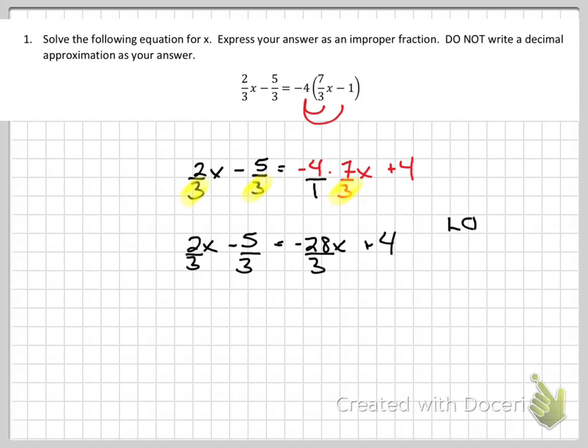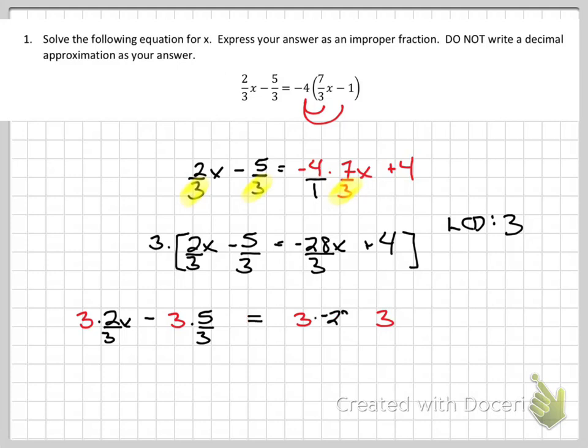So the easiest and fastest way to eliminate fractions is to multiply by the LCD. In this case, the LCD is 3. So each and every term is going to get multiplied by 3. So what does that look like? That looks like 3 times 2/3 x minus 3 times 5/3 equals 3 times negative 28x over 3.